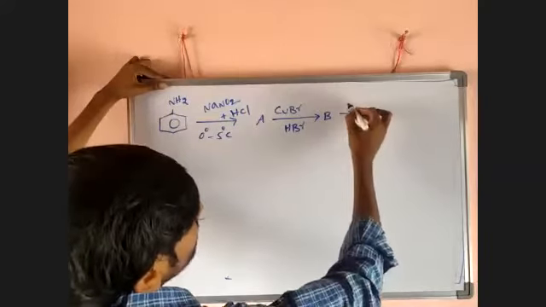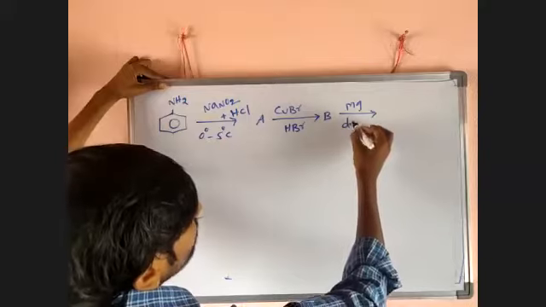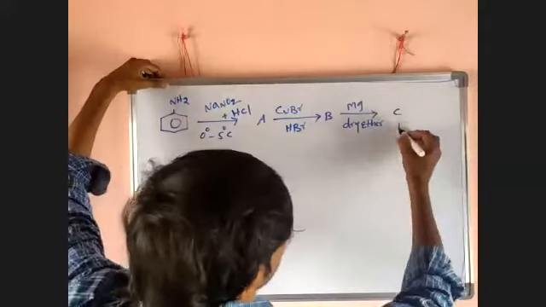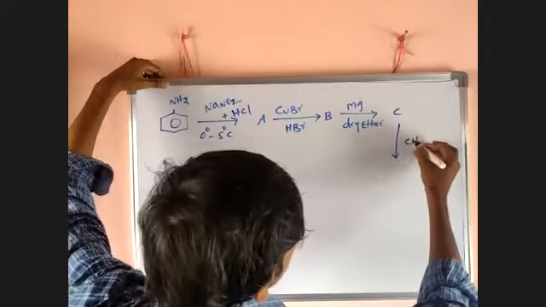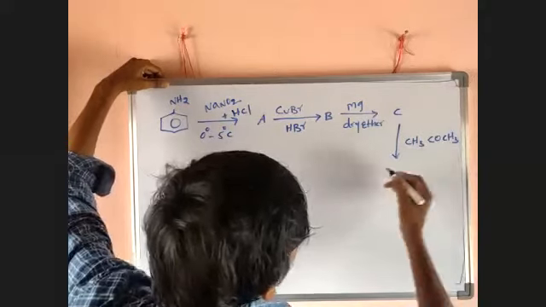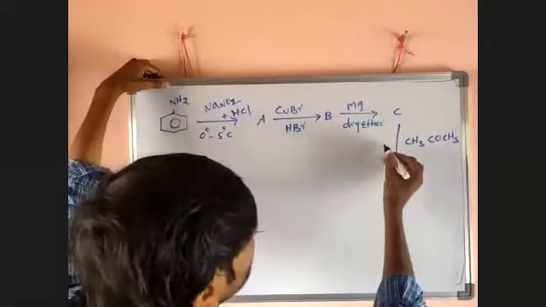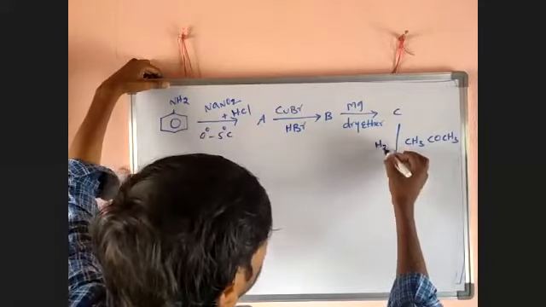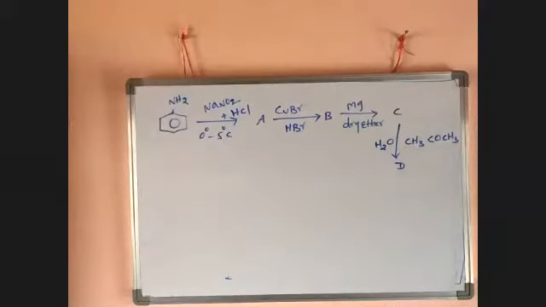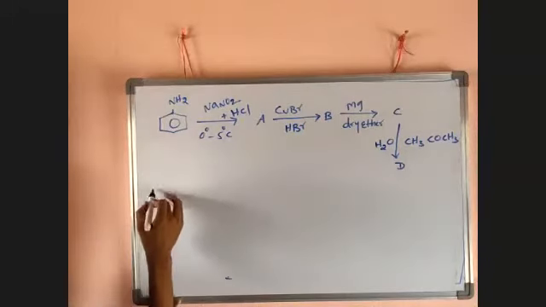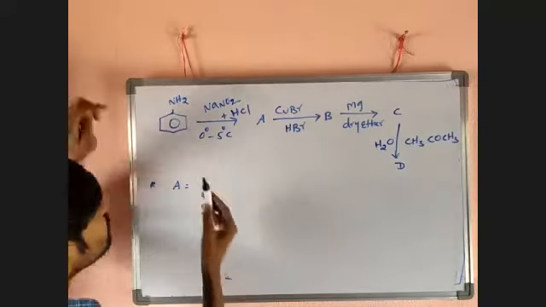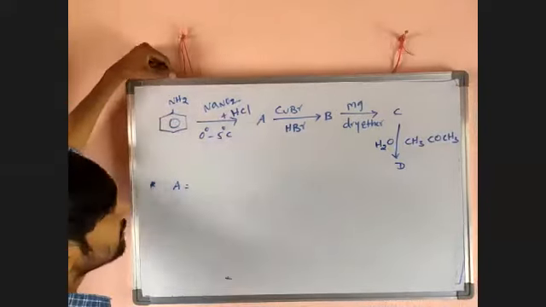Which is treated with Mg in presence of dry ether, you will get C. Then which is treated with CH3COCH3, along with the hydrolysis, you will get D. That is the conversion. Look here first what's happened. After that, I have to write what is A. Look here. So then it is a simple reaction, a very important reaction.